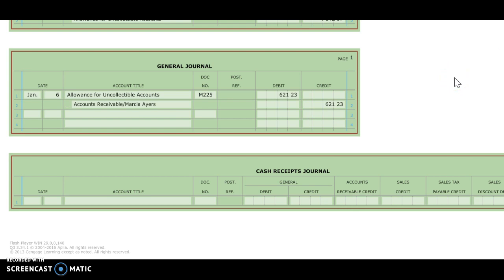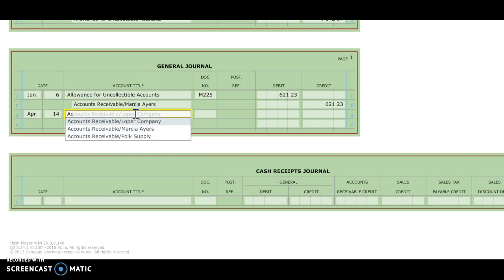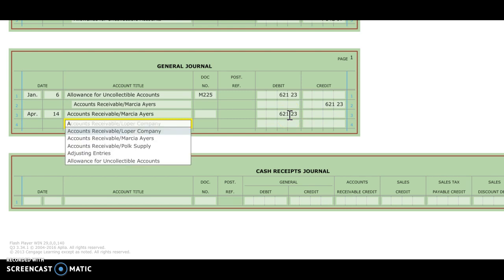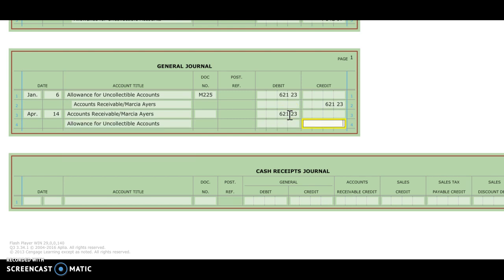Okay, next transaction, April 14th, we received cash in full payment of Marcia Ayers' account, previously written off as uncollectible, for $621.23, memorandum number 259, and receipt number 630. So first, what I need to do is reopen her account. So I'm going to do that in my general journal, April 14th. And all I'm going to do is reverse this where I wrote off her account. I'm going to reverse it to reopen it. So I'm going to debit accounts receivable, Marcia Ayers, for 621.23. And I'm going to credit my allowance for uncollectible accounts for 621.23.